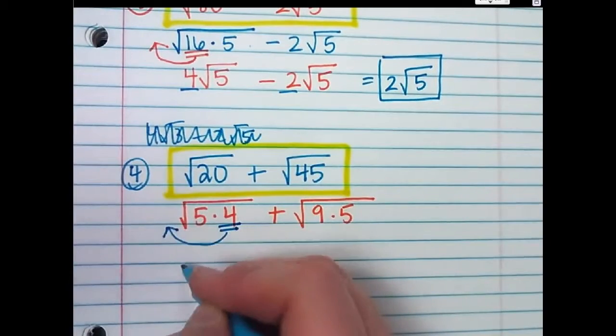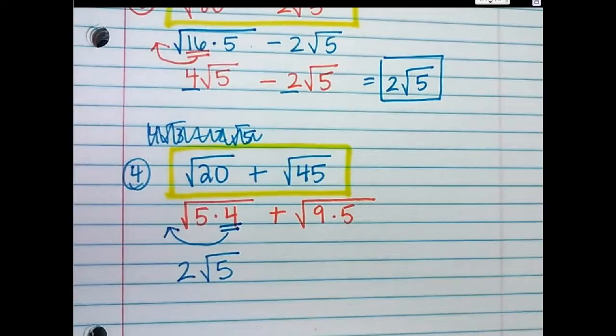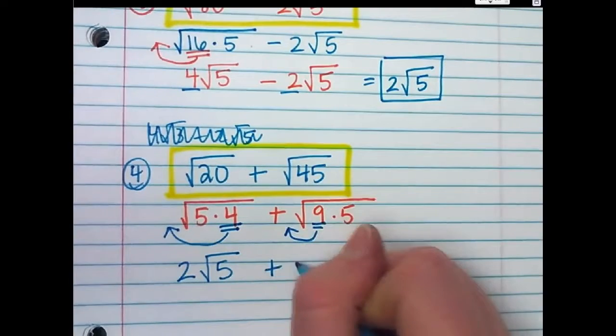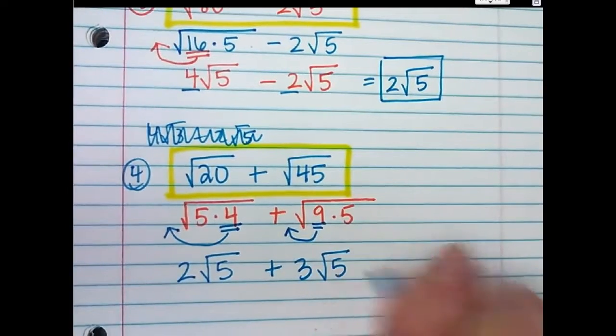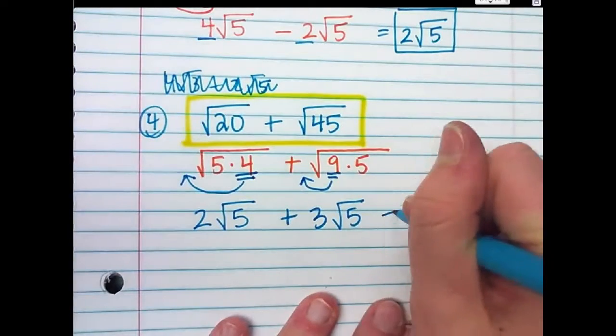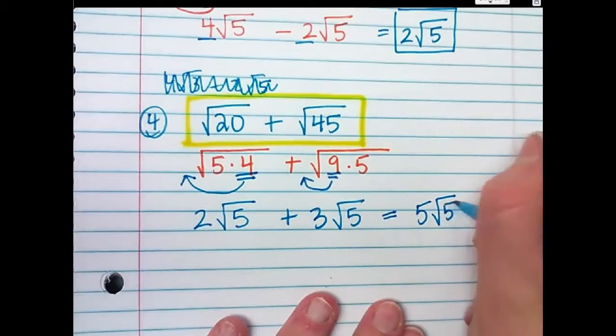So I bring out this 2, and I rewrite that, 2 square root 5. And I bring out this one, plus 3 square root 5. So what's my final answer? Perfect. 5 square root 5.